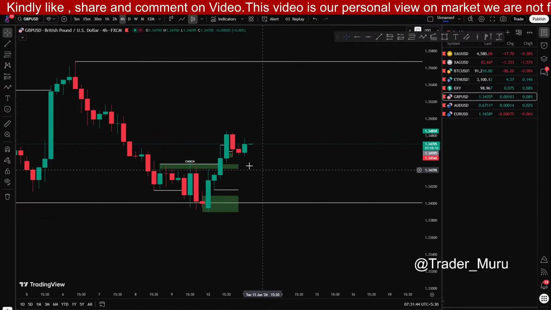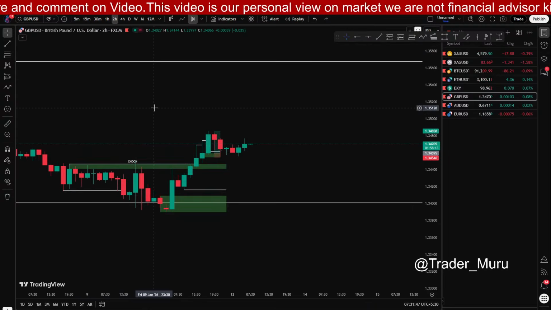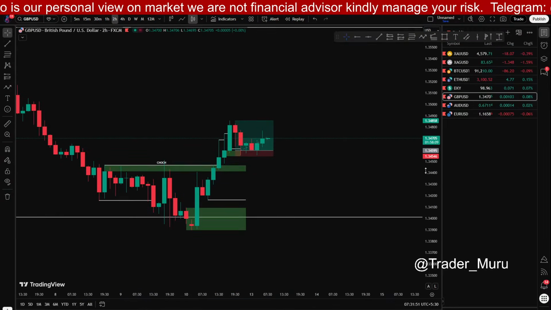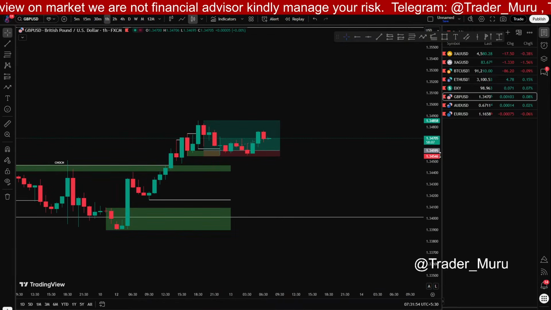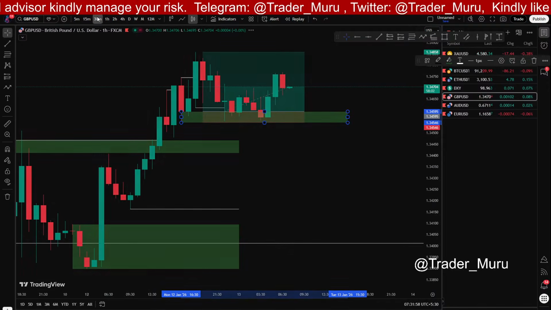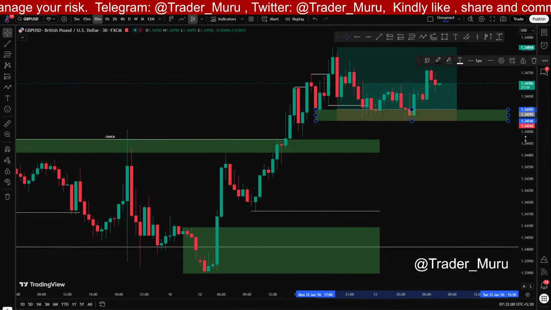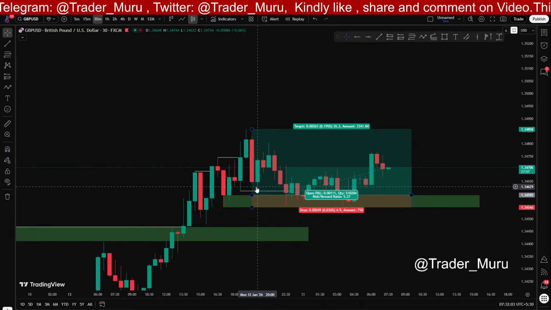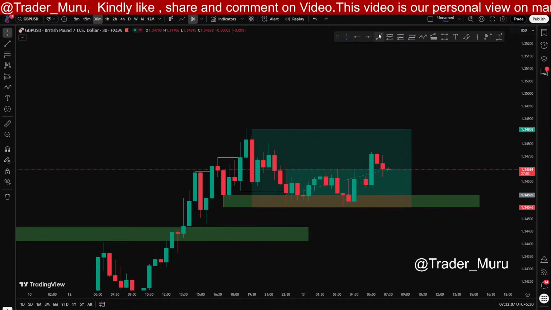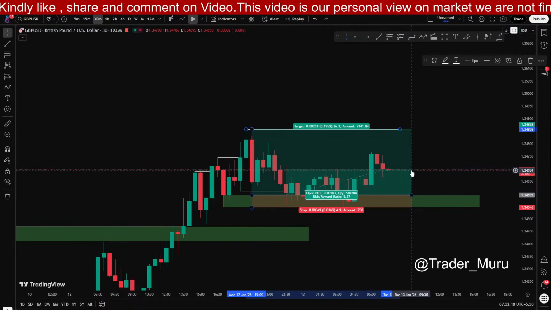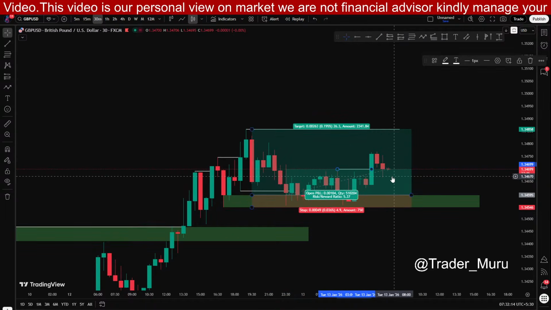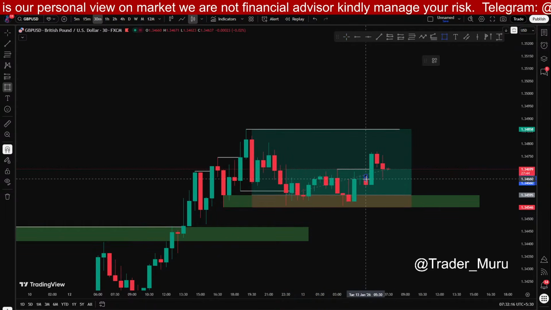GBP is bullish. Man, my entry is hit. Okay, so this is a 30-minute time frame entry. This was a liquidity test of it, and price can go towards this area. We have a change of character here. Price will test here and pump.